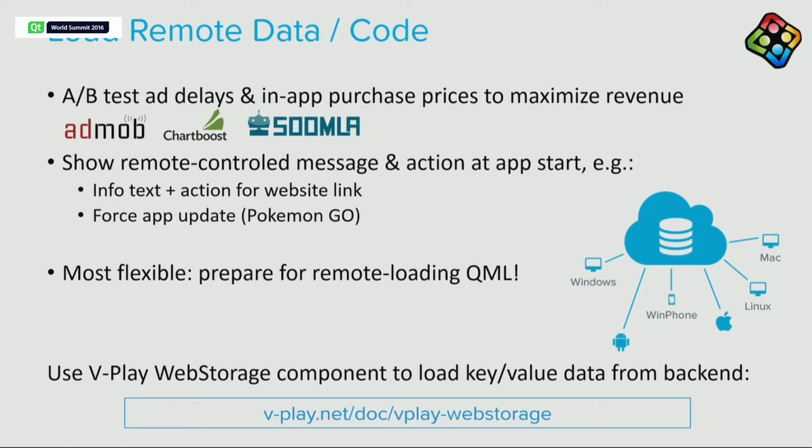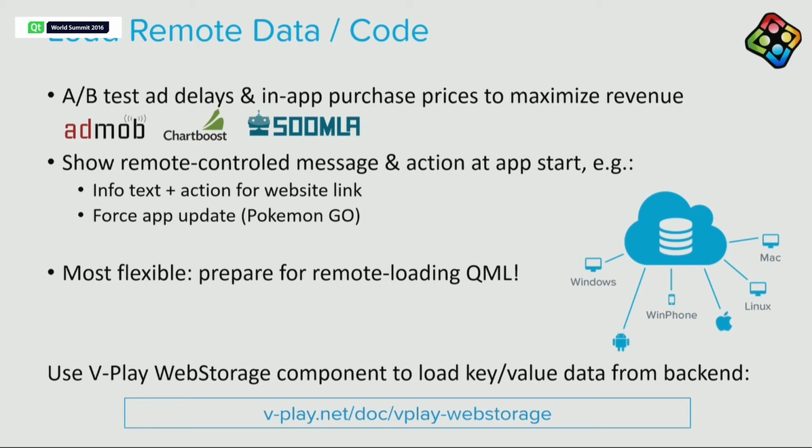What you could also use the key value store for is to show a message when the app is starting up. And for example, this message could be that there's a new update of your app available. Pokemon Go did this, and they had really good update rates because they wouldn't even allow the users to start the app if they are not running the latest version. This is a bit critical, I'd say. Not every app can allow to do that, but in their case it turned out well.